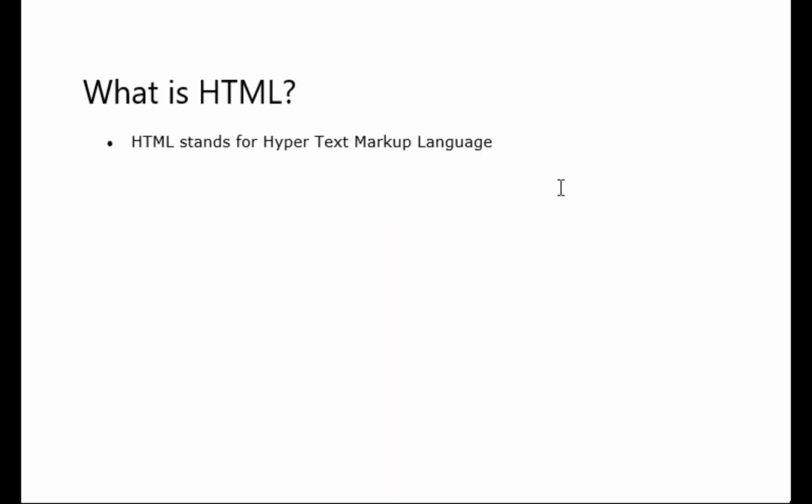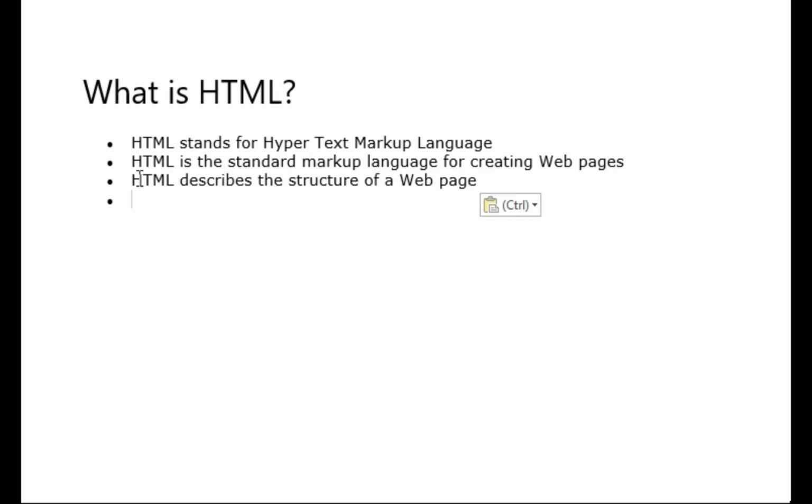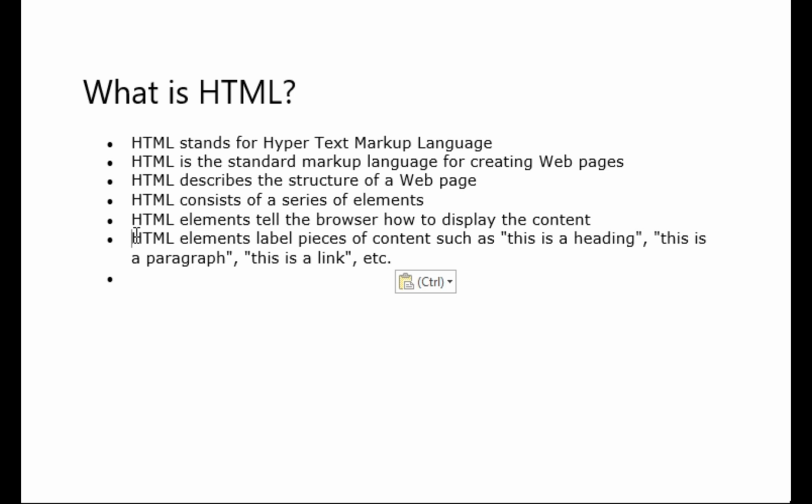What is HTML? HTML stands for Hypertext Markup Language. HTML is the standard markup language for creating web pages. HTML describes the structure of a web page. HTML consists of a series of elements. HTML elements tell the browser how to display the content. HTML elements label pieces of content such as this is a heading, this is a paragraph, this is a link, etc.